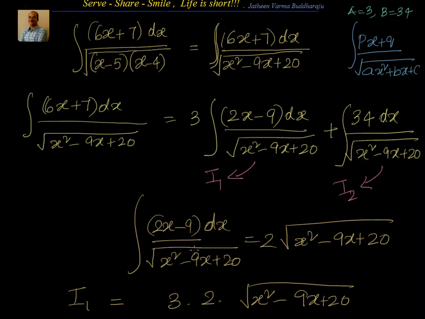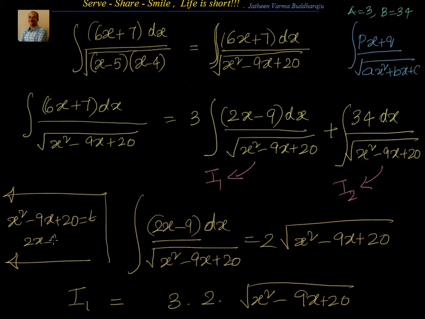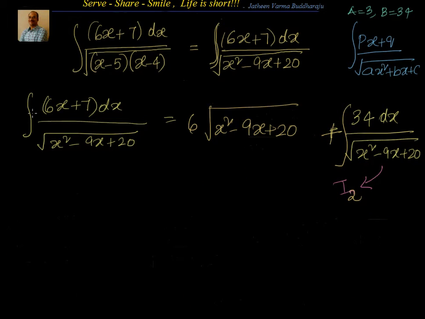How does that come? We take x square minus 9x plus 20 equal to t. We directly have the formula, but we'll see how to do that. Then we'll have 2x minus 9 dx equal to dt. So you get dt by root t, which is equal to 2 root t. So this is part of I1. Now let's go to I2.